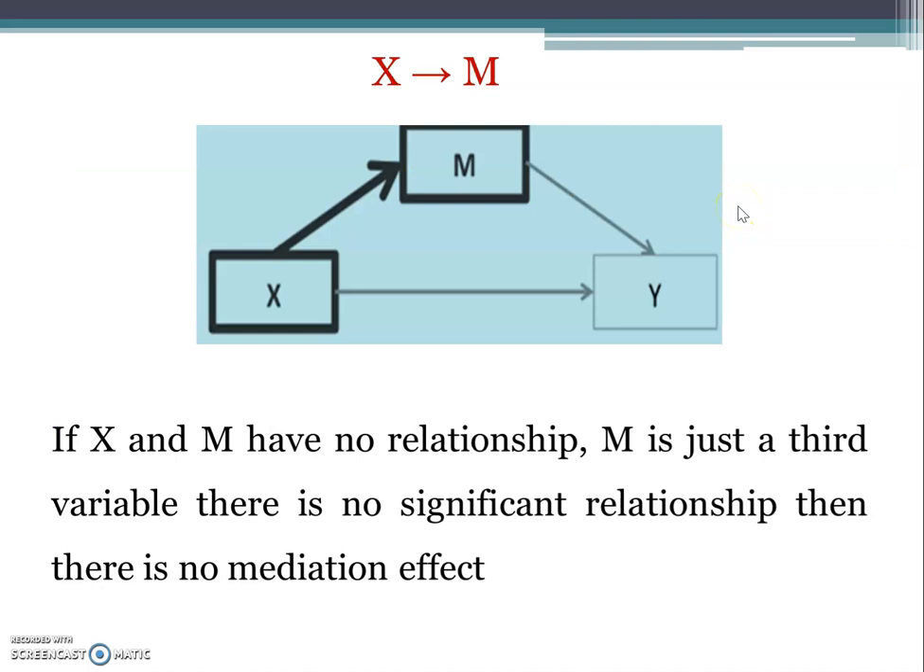So in the second step, what will you do? If X and M have no relationship, then we call the third variable just one variable. It cannot be called a mediator. So in order to prove the third variable is a mediator, the relationship between independent variable and mediating variable, that is the third variable, must have some relationship. Then only it is called a mediating variable. Otherwise, it is just one third variable.